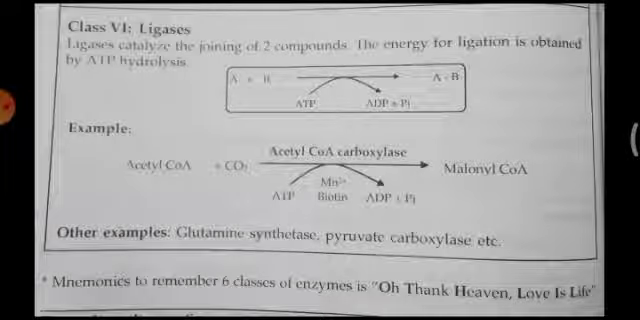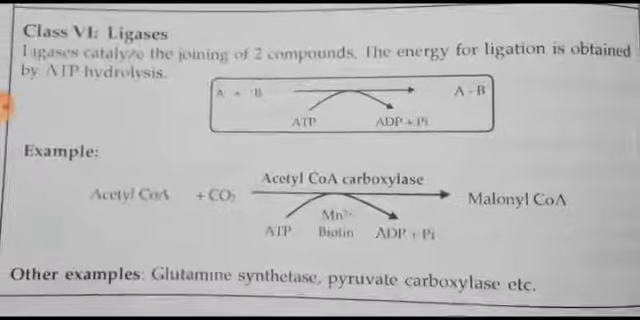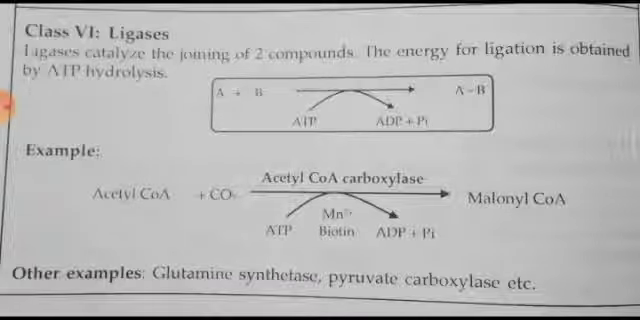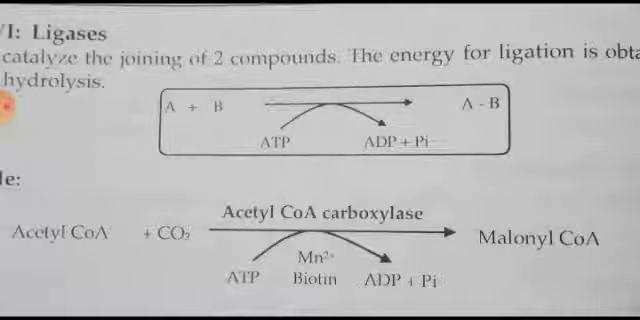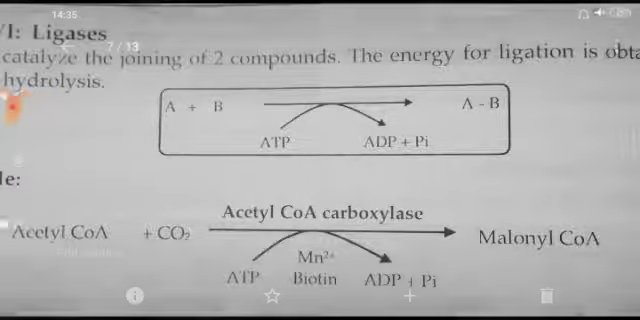Next, we are going to discuss the last category of enzyme, that is ligase. Ligate means join, its English meaning. Ligases catalyze the joining of two compounds. The energy of ligation is obtained from ATP hydrolysis. In the illustration, if you see A plus B, two separate substrates, A plus B are going to combine and are joined to form a single compound or single product called AB.